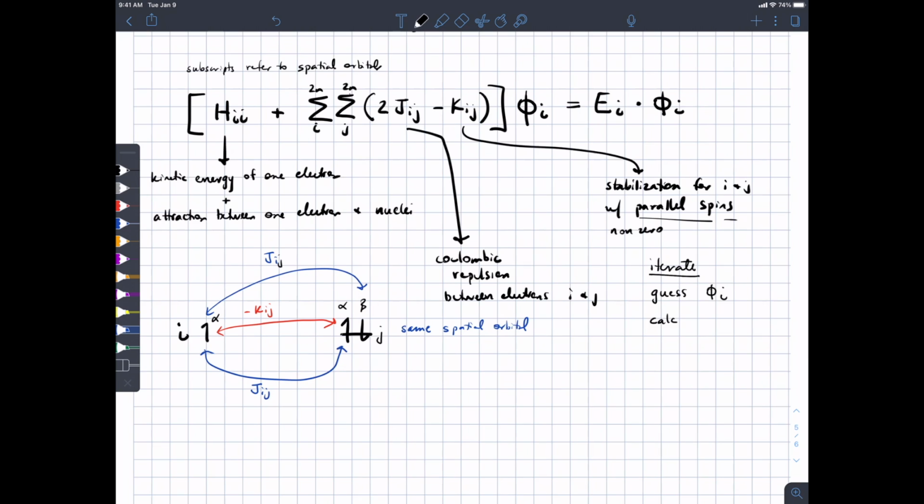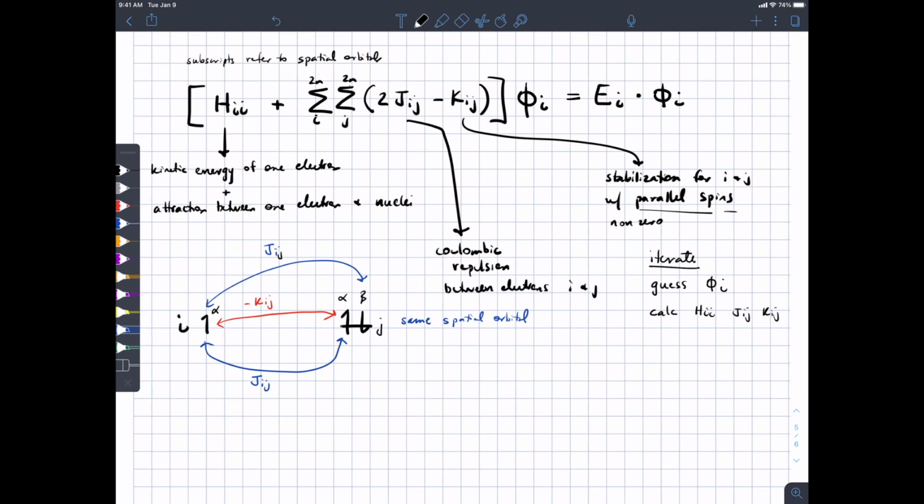We calculate the core and the 2 electron integrals. We get out a new estimate for what that wave function should be, and then we do it again until the answer stops changing. And our goal will be to minimize this energy. So we want to arrive at the wave function with the lowest possible value for energy.